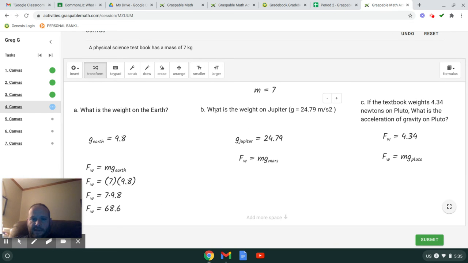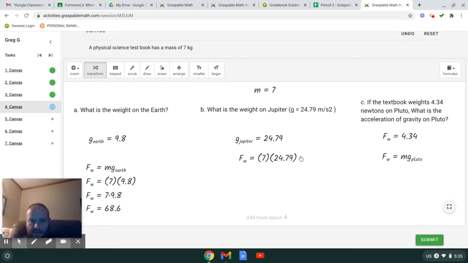The next part, B, what is the weight on Jupiter? Again, I want to find the weight, but this time on Jupiter. I'm still going to plug in my 7 because mass does not change. And then I'm going to plug in my G. Oops, I see a typo here. That should say Jupiter, not Mars, but that's all right. I'm going to plug that in there.